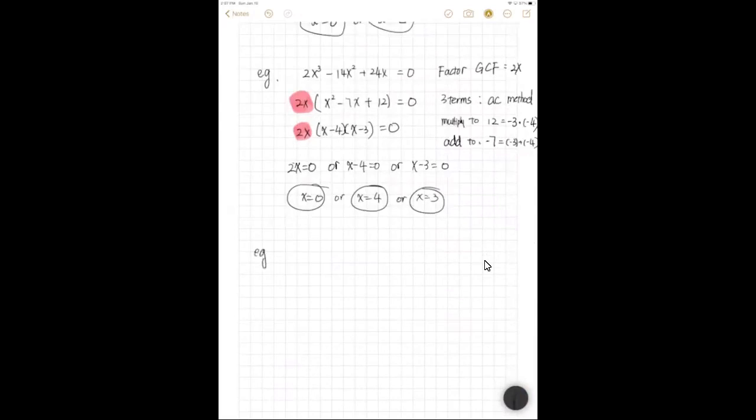Okay, last example. 6x squared plus 21x minus 27 equals 0. We factor the greatest common factor first, which in our case is 3. We have 3 times 2x squared plus 7x minus 9 equals 0. Okay, since it's 3 terms, and the first coefficient is not equal to 1, that means we need to use the cross multiply.